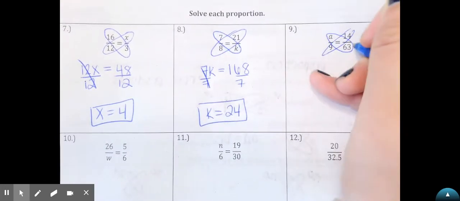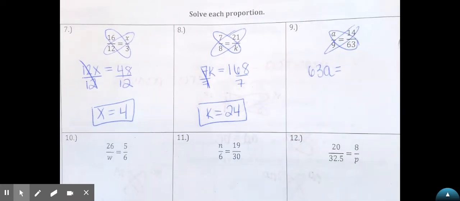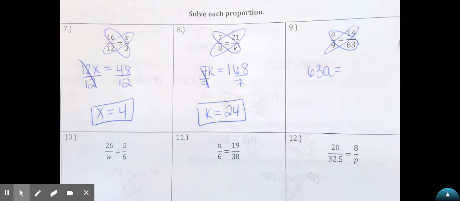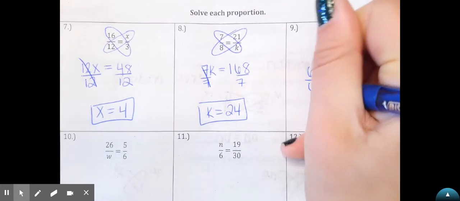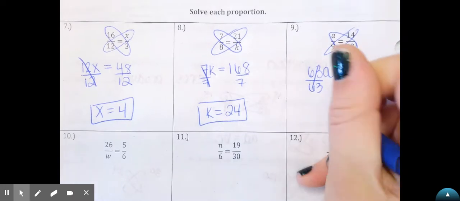All right, I like to start in the variable side or diagonal, and I'll get 63a. Another thing to note is that the number always goes in front of the letter. That's called a coefficient. Equals 126, and we'll divide both sides by 63, and we'll get a equals 2.